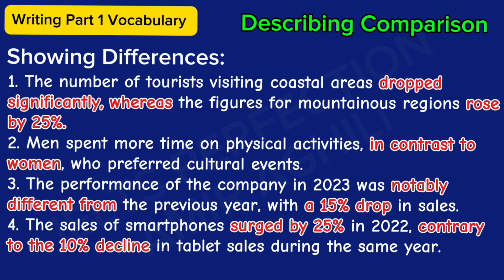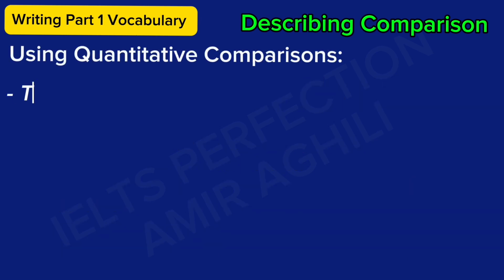3. The performance of the company in 2023 was notably different from the previous year, with a 15% drop in sales. 4. The sales of smartphones surged by 25% in 2022, contrary to the 10% decline in tablet sales during the same year. Next category is quantitative comparisons.